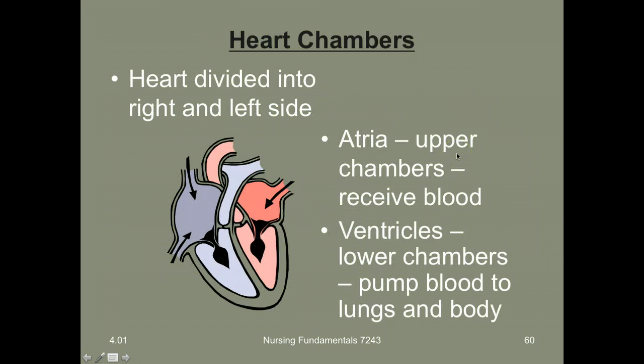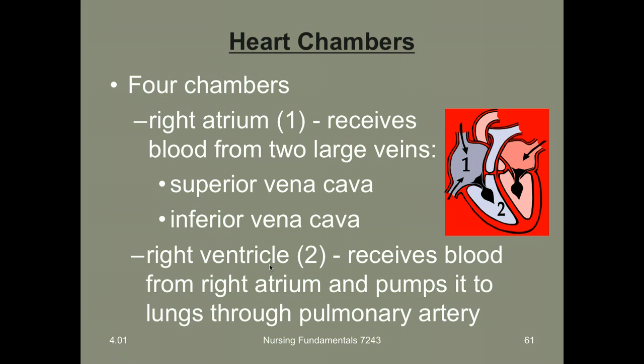The heart is divided into the right and left side. The atria are the upper chambers where blood is received, and the ventricles are the lower chambers that pump blood to the lungs and the body. You have 4 chambers. Number 1 is the right atrium. It receives blood from 2 large veins: the superior vena cava and the inferior vena cava. The right ventricle receives blood from the right atrium and pumps it to the lungs through the pulmonary artery.